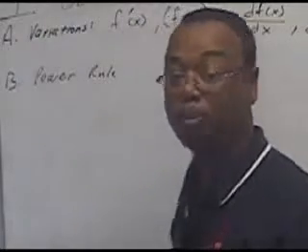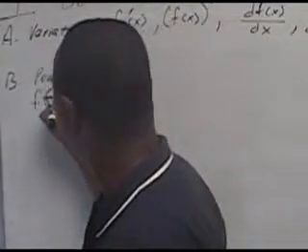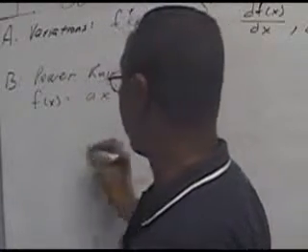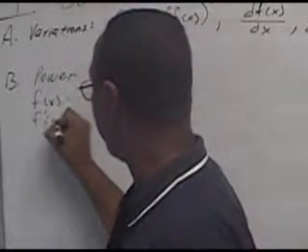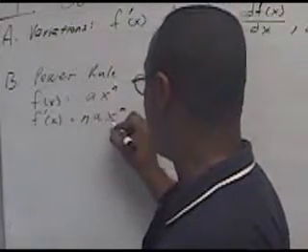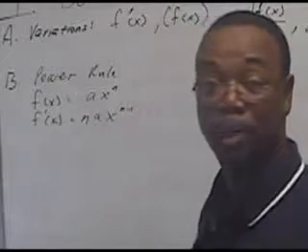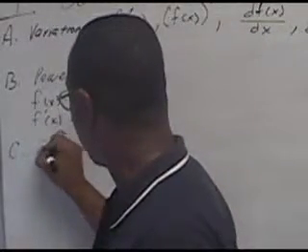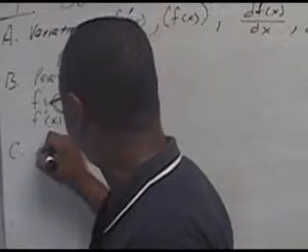We have the power rule, which says that if your function f of x equals ax to the n power, then the derivative will be n times a times x to the power of n minus 1. A new rule is going to be called the product rule.